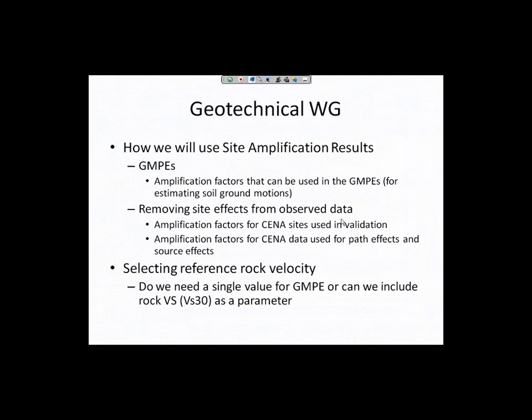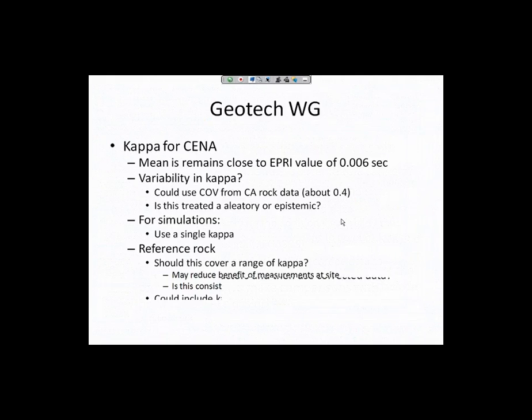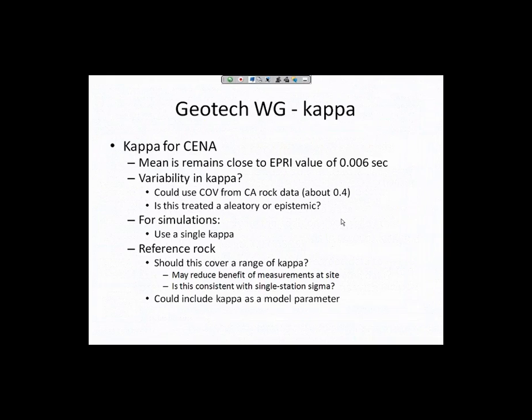Some of the issues that Ken just brought up: one was that the average value seems to be still close to about what we were using before. But then there's the variability of Kappa, and what do we do with that? I think that's an important issue. And you talked about whether it's an aleatory or an epistemic variable.